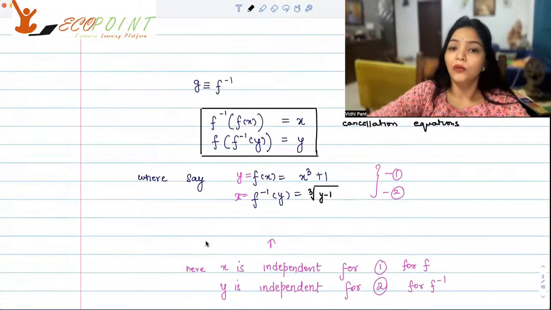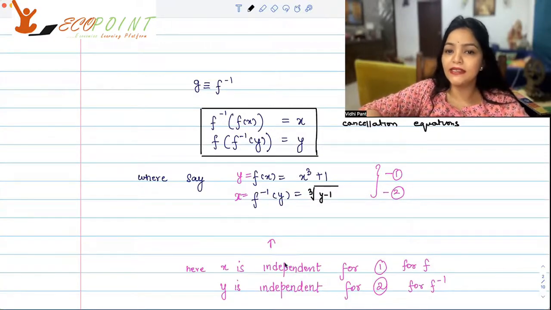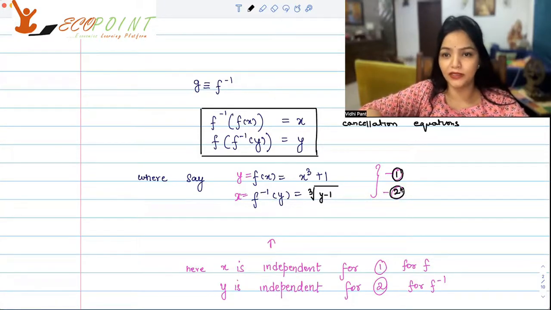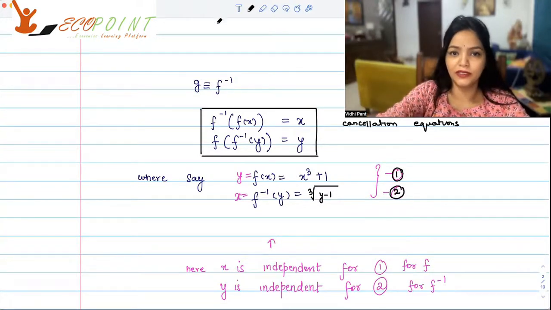Now, what is happening here in terms of independent and dependent variable? x is independent in equation number 1. If I write y equals f(x) like this, y is dependent on x and x is independent. In the second equation, what's happening? The second equation is f inverse of y. So y is independent and x is dependent. Okay, so that's what is happening. That's the reversal, nothing else.